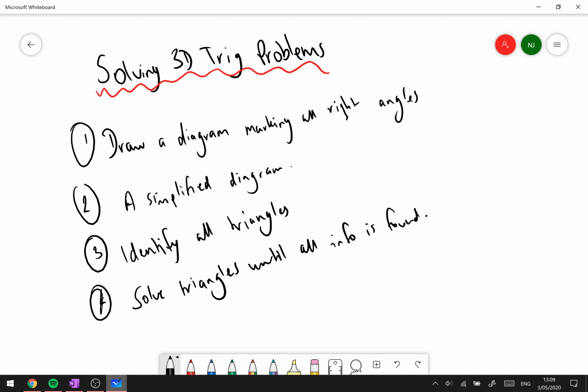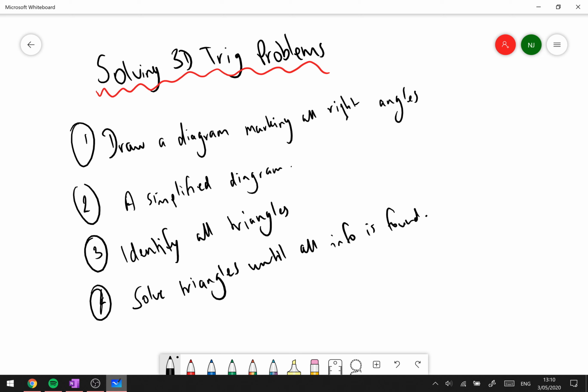So this is the list of all the things that you need to do. Number 1 is draw a diagram marking all right angles. Then 2 is a simplified diagram, and 2 and 3 are sort of linked together. Identify all triangles. So try and draw out the triangles that you can see in your 3D shape, in all the two-dimensional aspects, individually. And then go around and solve all the triangles until all the information that you need is found. That might mean that you have to use one triangle to find part of another triangle.